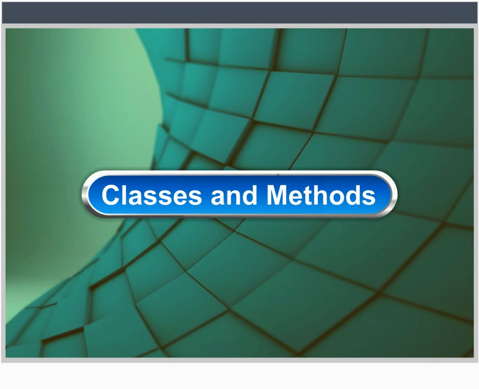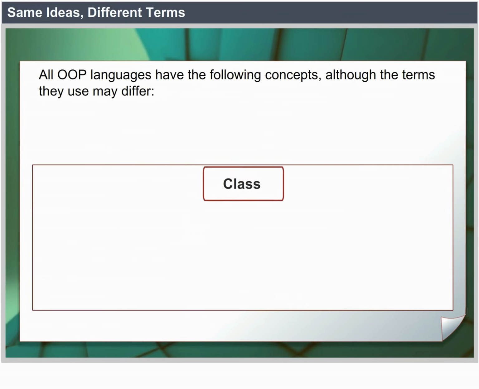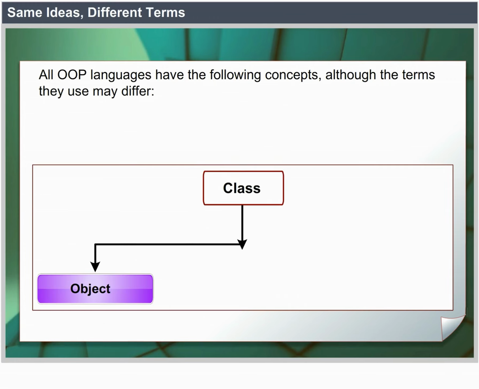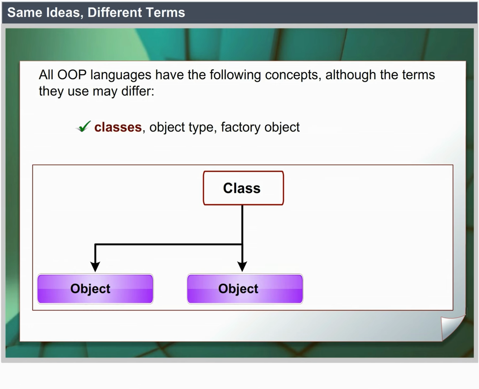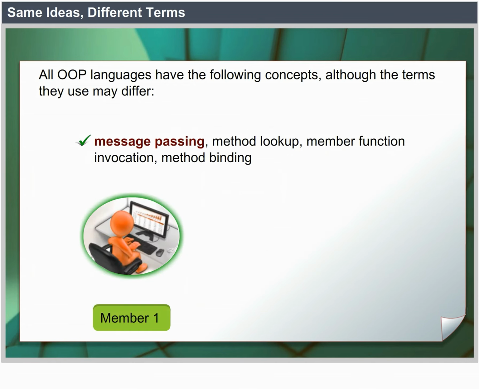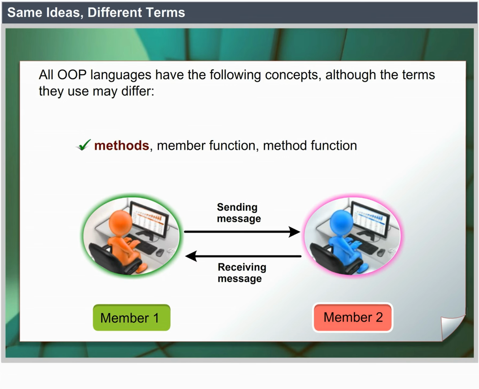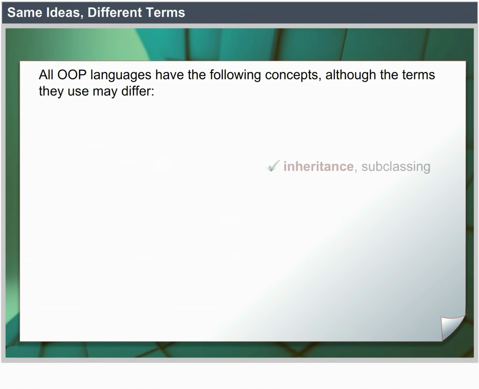Classes and methods. Same ideas, different terms. All object-oriented programming languages have the following concepts, although the terms they use may differ. Classes, object type, factory object. Instances and objects. Message passing, method lookup, member function invocation, method binding. Methods, member function and method function.